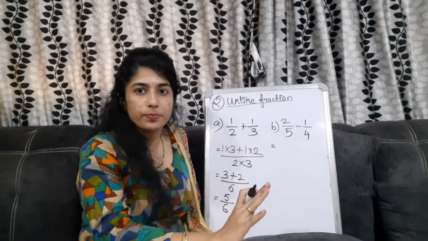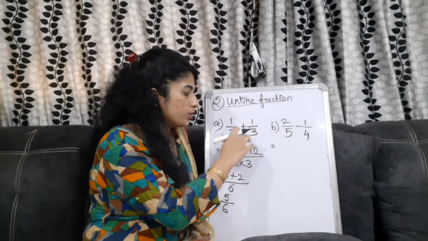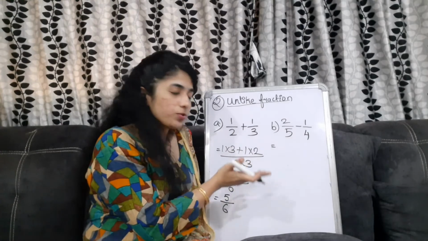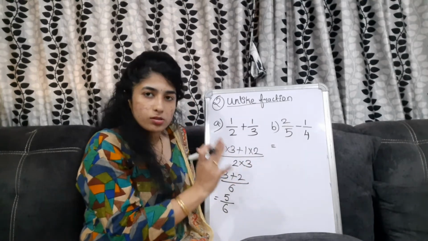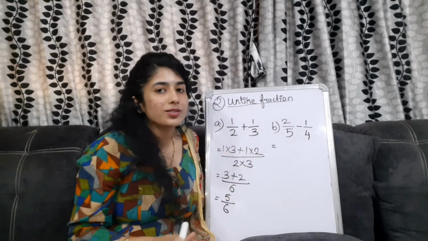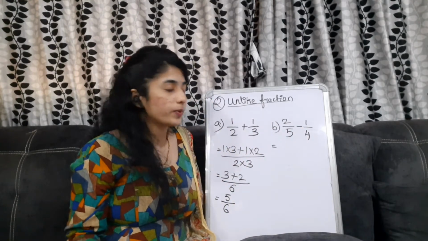Steps remain same. Please don't think okay, here there was addition so the steps are like this. No, the steps are remaining same. That's what I told you. The steps will remain same. Only it will change after this. Okay. First, check the denominators. 5 and 4 not same. So what I'll do? Do the cross multiplication.